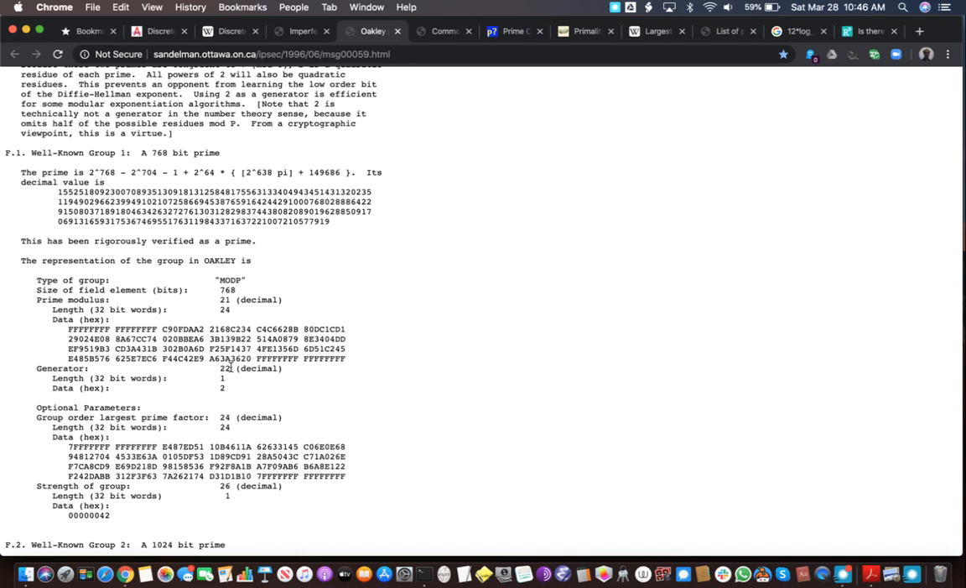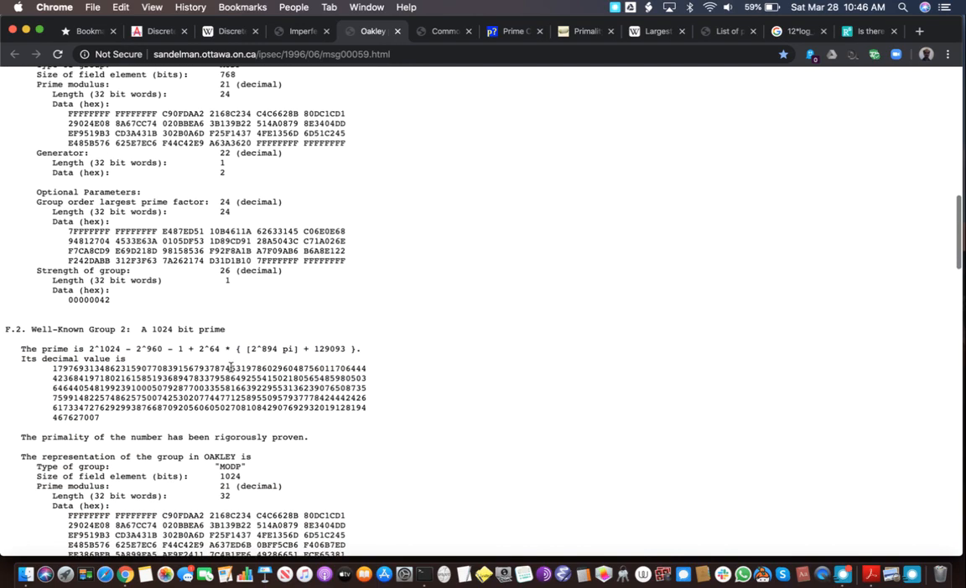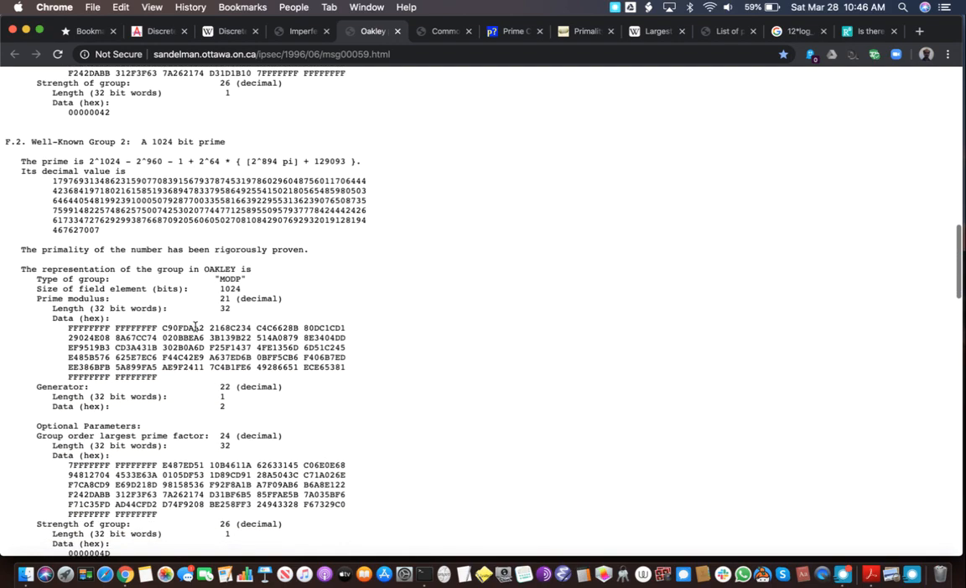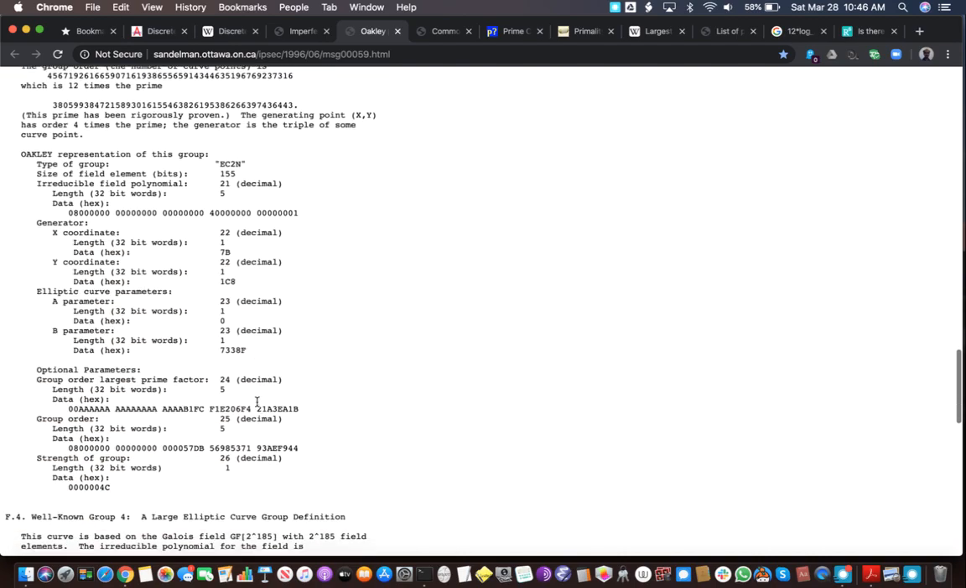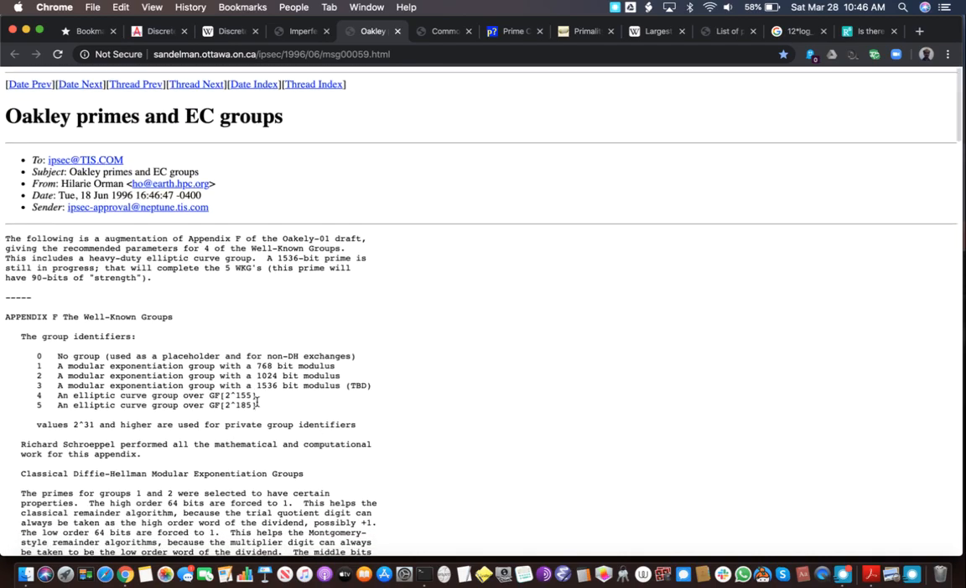And so now that you have those, you're all set. You could have a 1024-bit prime, and then it tells you exactly what it is, and it has the same generator. And then there are also such constructions for elliptic curve groups. So you could take something like this and then you're all set. You can go start implementing it.